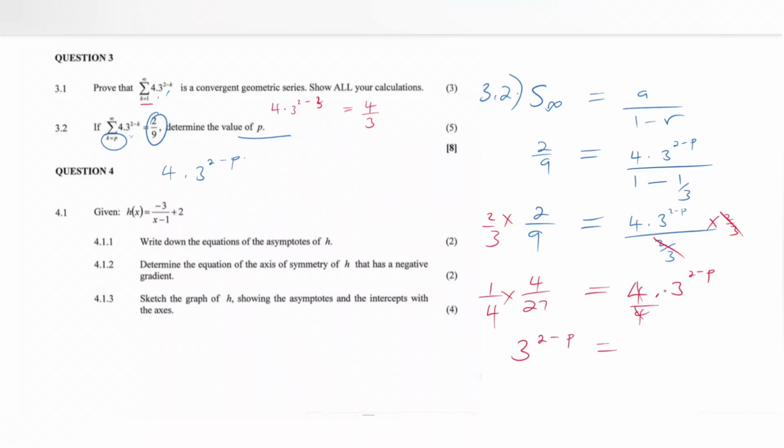Then 3 power 2 minus p. I just want to write this one on my left hand side where I have my variable that I'm solving. 4 and 4 cancel. We are left with 1 over 27. That will be 1 over 3 cubed, because 27 is 3 cubed. So this is going to be 3 power 2 minus p is going to be equal to 3 power negative 3. You take this one up, that is going to be minus 3. Now bases are the same. So 2 minus p is going to be equal to minus 3. So minus p is going to be equal to minus 3 minus 2. We are going to get minus 5. Therefore, p is going to be equal to 5. That's our solution for the value of p.